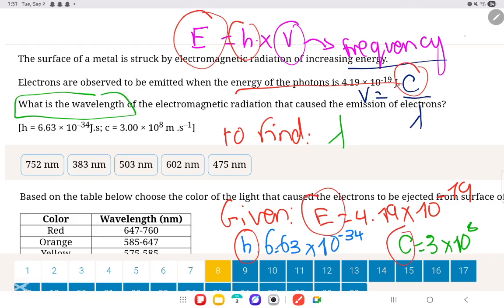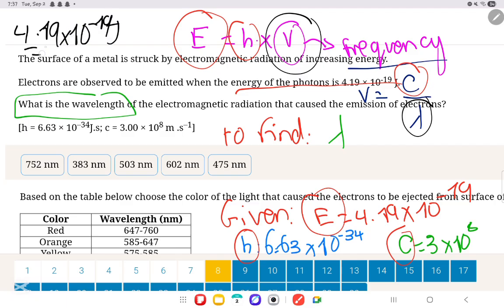So how can we use this in order to find lambda, which is the wavelength? Very simply, first thing we can do is find the frequency. So let's find the frequency, okay? What's the energy? Energy is 4.19 times 10 to the power of minus 19 joules.